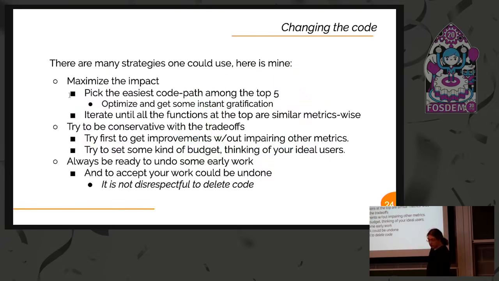The strategies I like to suggest are: first, maximize the impact. Get the top 5. Pick the easiest. Fix it. Feel good. Keep going, and everything is going to be right. Try to be conservative with trade-offs. If you decide, oh, I can pre-compute everything in a lookup table, and the lookup table is 1 gigabyte or 2, you have some problems. Speed-wise, you're great. You cannot run that application many times at the same time.